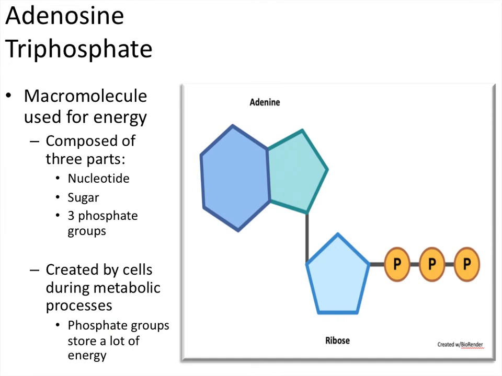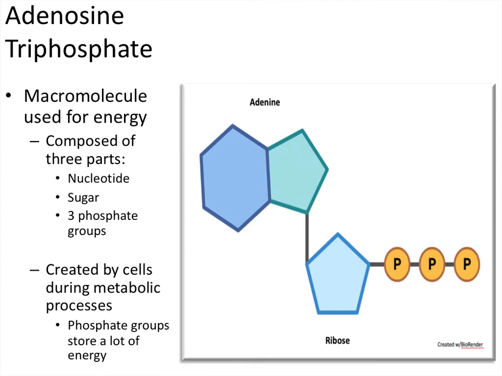We are almost done with this lecture. Just a little bit more about ATP, just kind of as a review. ATP is not one of the four major classes of macromolecules, but it is a macromolecule in the sense that it is a large molecule. It's composed of 3 parts: a nucleotide called adenine, a sugar group, and 3 phosphate groups. It's created by cells during metabolic processes.